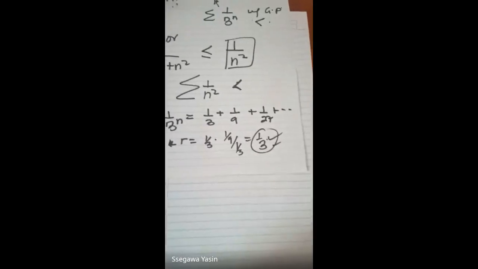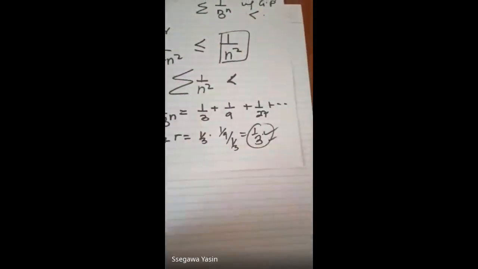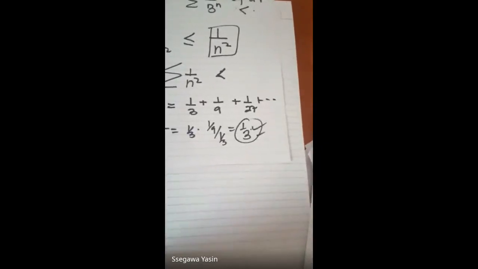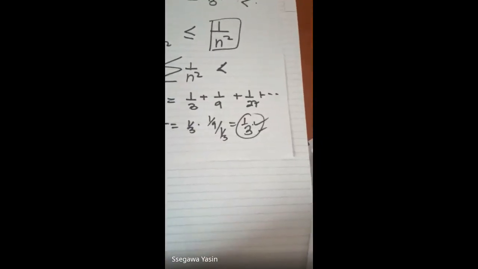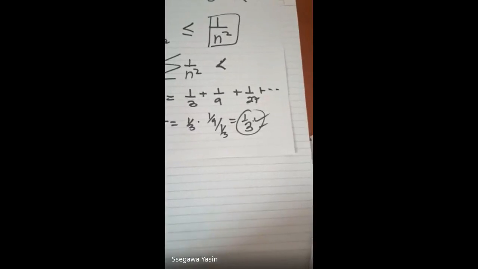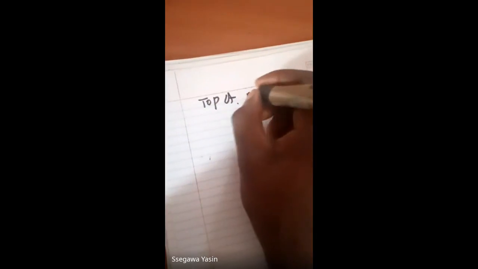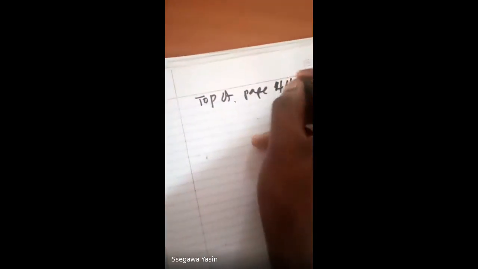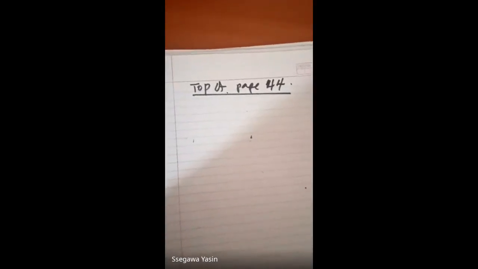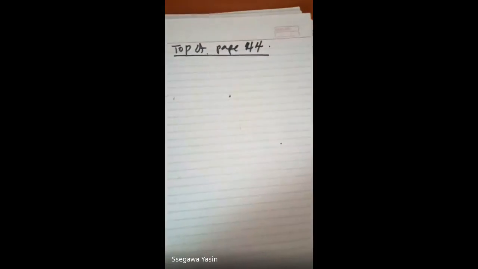So let's go to the limit comparison test. You check on top of page 44. Then I think today we shall stop on this one. Limit comparison test, top of page 44. Can you please go there and try to see what is happening there?